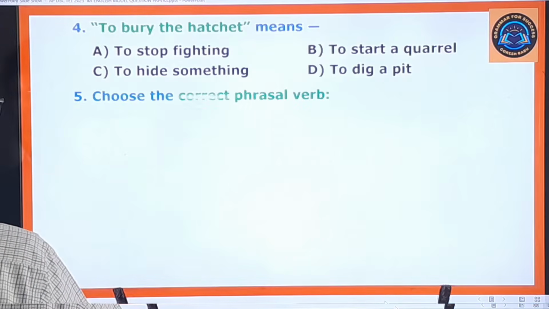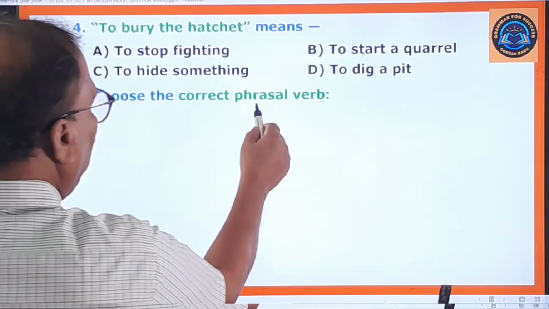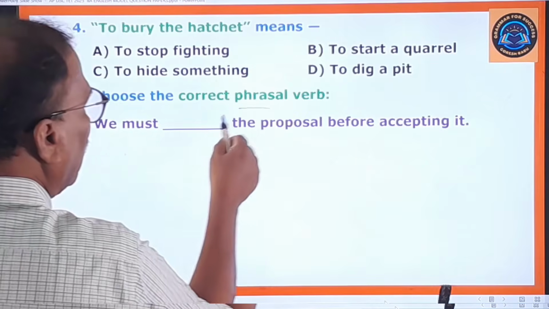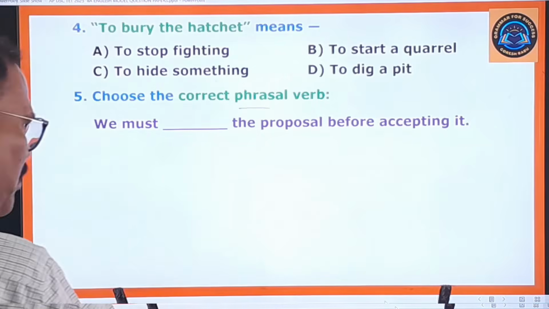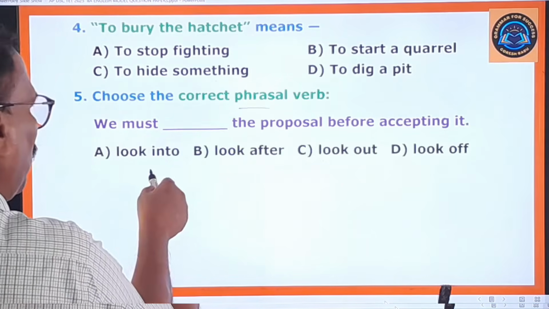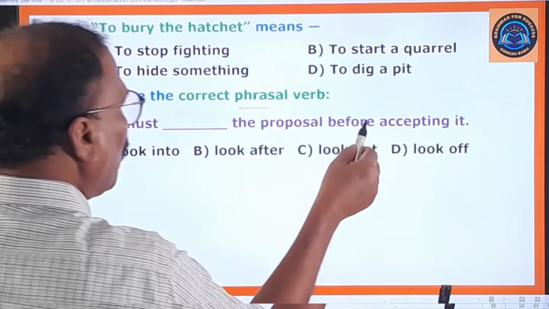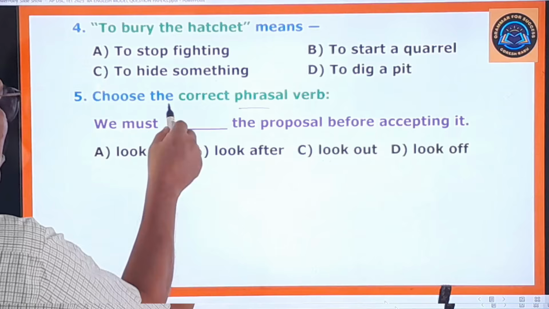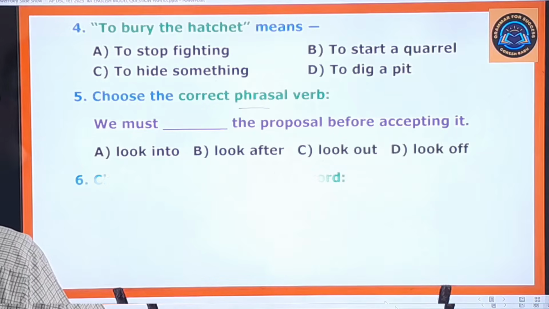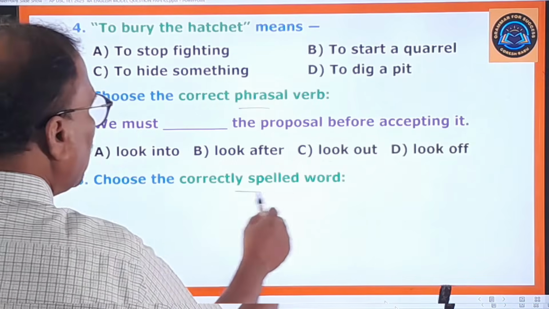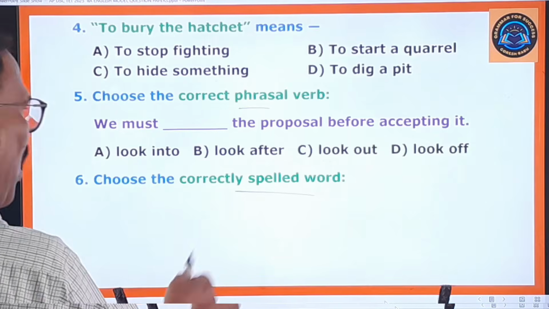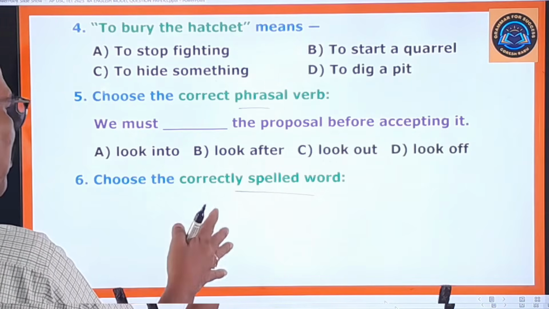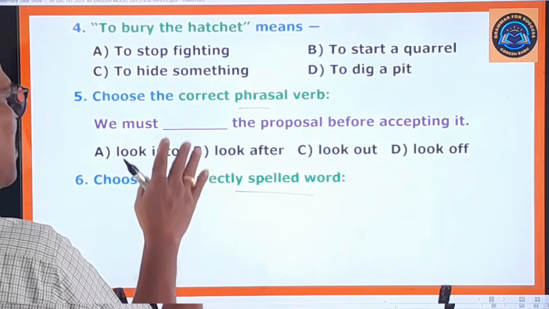And the fifth question is here. Choose the correct phrasal verb. We must dash the proposal before accepting it. Okay, look into, look after, look out, look off. So you choose the relevant phrasal verb for the given blank. You go to the sixth question. Choose the correctly spelled word. Here are given 4 options. You choose that word which has been correctly spelled.